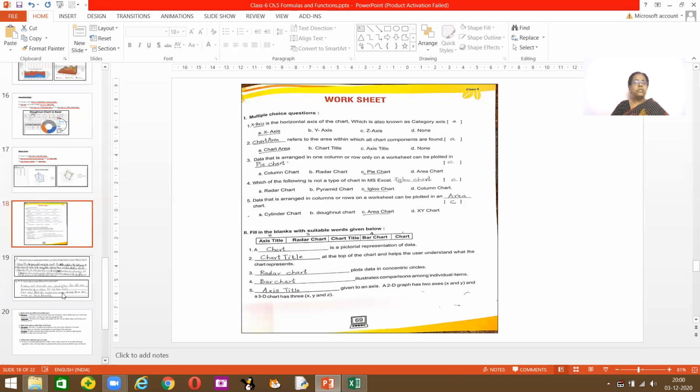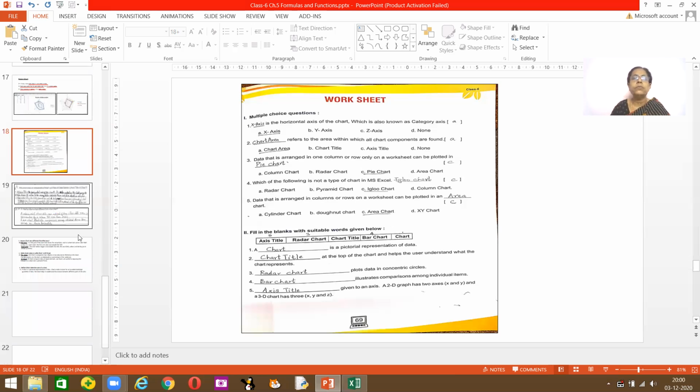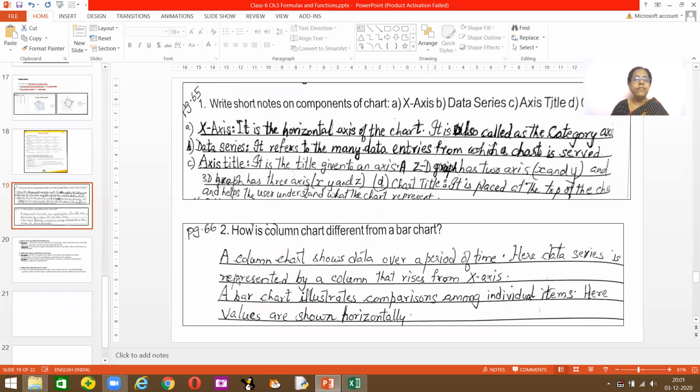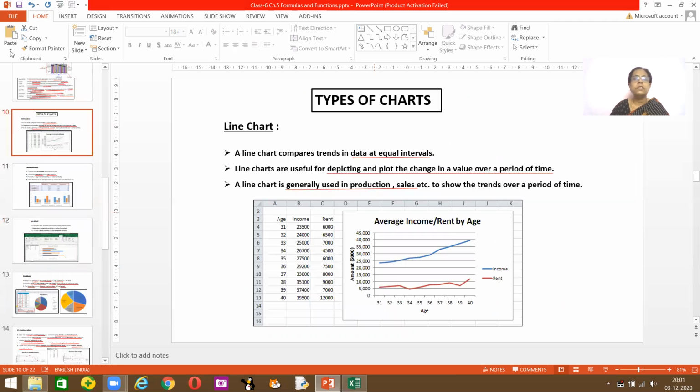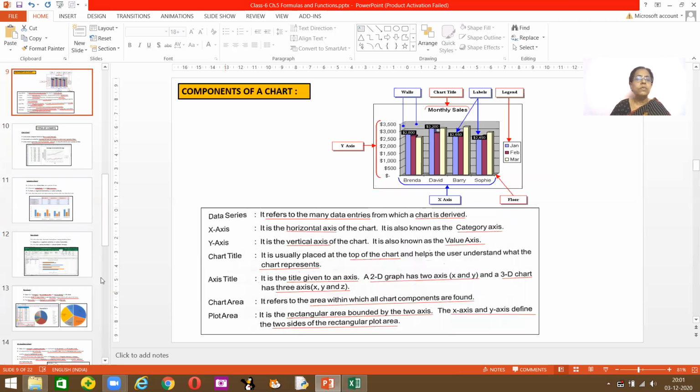These are your question answers. Please go through the question answers. The very first question: write short notes on different things, x-axis, data series. The very first thing which I told you when I started the class, this is the thing that you have to write: the x-axis, y-axis, chart, x-axis. And this was a question which is given to you as a first question.